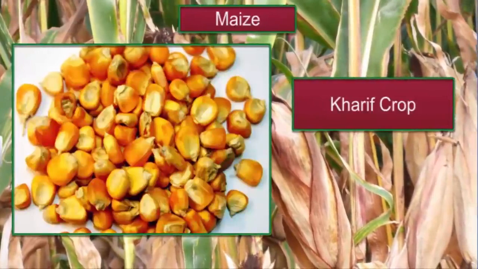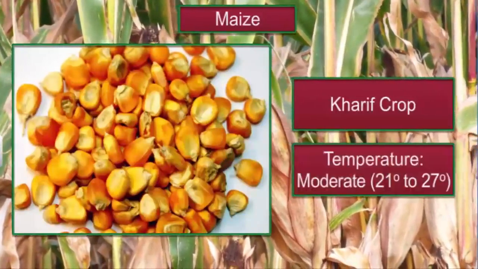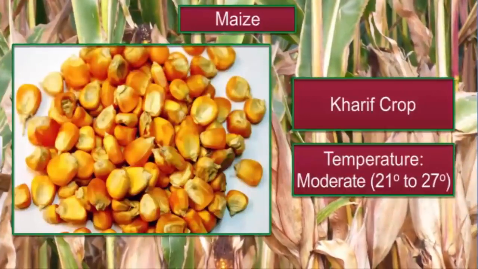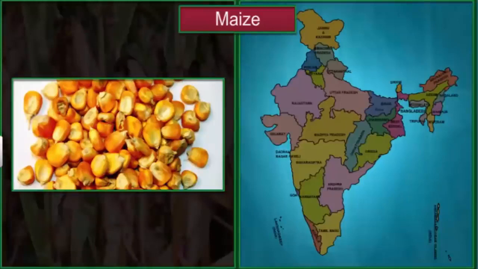Maize grows well in old alluvial soils at moderate temperature from 21 to 27 degrees Celsius. The major maize-producing states in India are Karnataka, Uttar Pradesh, Bihar, Andhra Pradesh, and Madhya Pradesh.